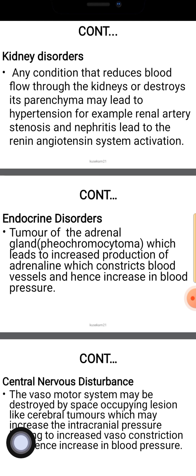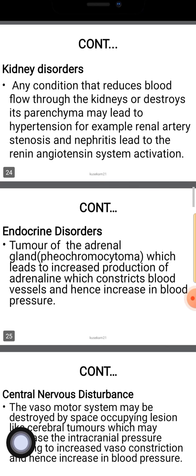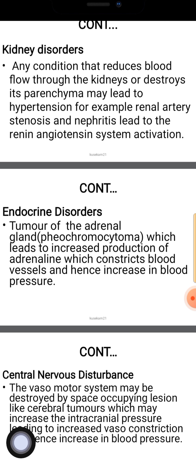For example, renal artery stenosis and nephritis lead to renin-angiotensin system activation, like what I explained. So it's the kidney that is not supplied with enough blood. What will happen? It will destroy its parenchyma cells or tissues, so that tissue of the kidney will be destroyed, and there will be production of renin. This renin will convert angiotensinogen into angiotensin 1, then angiotensin 1 will be converted into angiotensin 2, which will lead to hypertension.